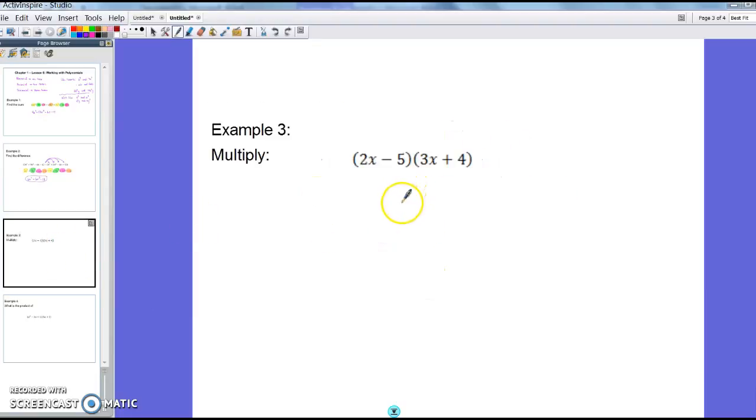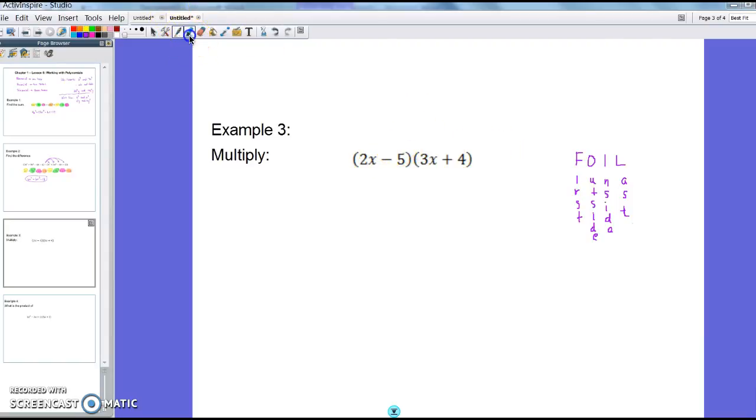Okay, let's look at a multiplication problem. When you see two binomials multiplied together, that should remind you of FOIL. And we talked about FOIL. We said that stands for first, outside, inside, and last. It's just a fancy way to help you remember that you have to distribute twice.